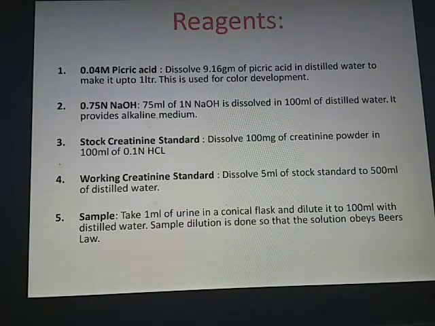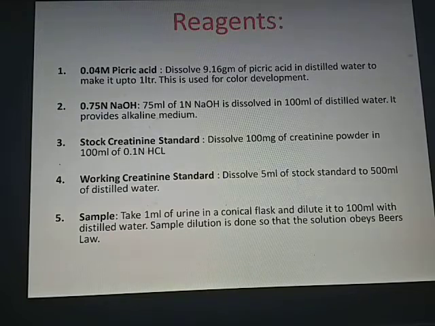And the reagents. There are 5 reagents. Number 1, 0.04 molar picric acid, formed by dissolving 9.16 grams of picric acid in distilled water to make it up to 1 liter. This is used for color development. Second is 0.75 normal sodium hydroxide, prepared by dissolving 75 ml of 1 normal NaOH in 100 ml of distilled water. It provides the alkaline medium for the reaction.